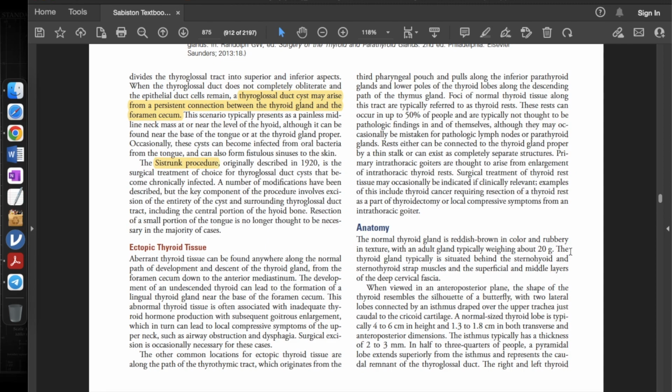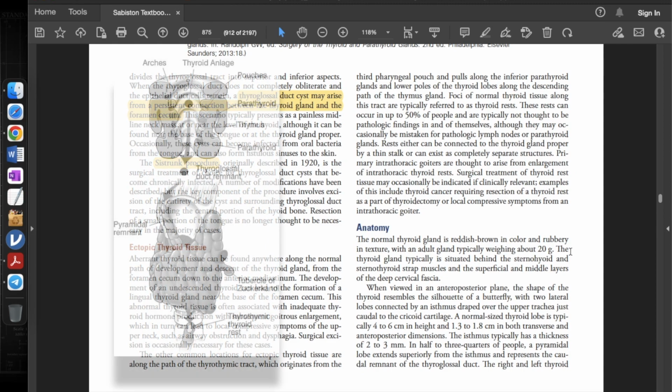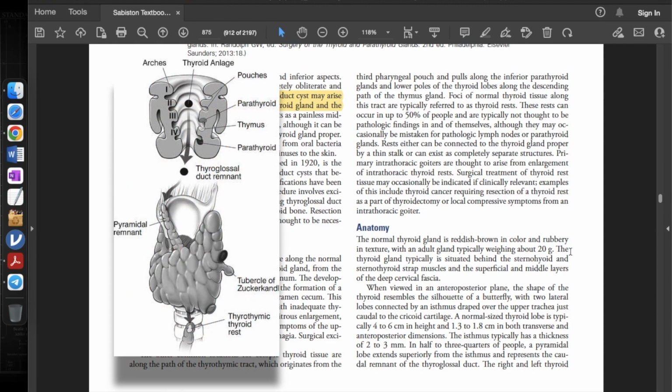The other common locations for ectopic thyroid tissue are along the path of the thyrothymic tract, which originates from the 3rd pharyngeal pouch and pulls along the inferior parathyroid gland and lower poles of the thyroid lobes along the descending path of the thymus gland. Foci of normal thyroid tissue along this tract are typically referred to as thyroid rests. These rests can occur in up to 50% of people and are typically not thought to be pathologic findings in and of themselves, although they may occasionally be mistaken for pathologic lymph nodes or parathyroid glands.